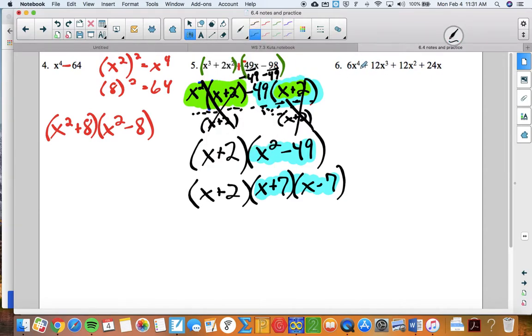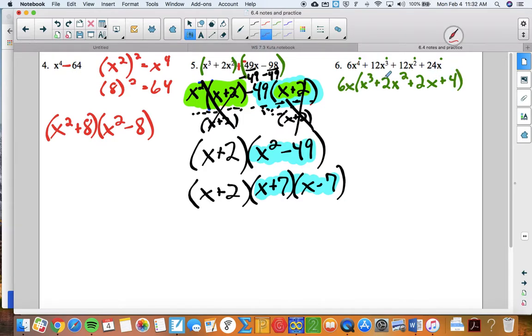Number 6. Now always look for a GCF, and I realize that there's an x in all of the terms, and there's a 6 that is also a factor of each of the terms. So I'm going to factor out 6x from each of these, which leaves me with x to the 3rd. All these exponents are going to get reduced by 1 power because I'm taking 1 x out of them. So that leaves me with x to the 3rd, and then 6 times 2 is 12, and I'm factoring an x out of there, so it leaves me with x squared plus 2x plus, and then 6x times 4 is 24x.